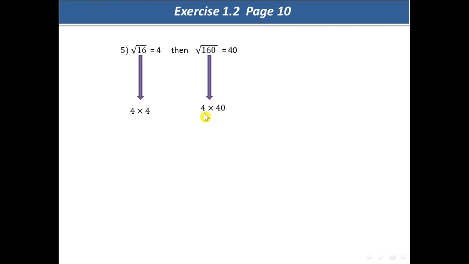4 times 40 is not a number multiplied by itself. It is a number 4 multiplied by 40. So 4 is a number and 40 is another number. They are not the same number. So it is really wrong. The answer here is wrong.